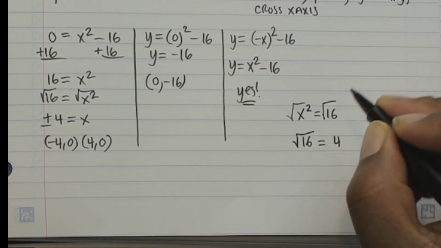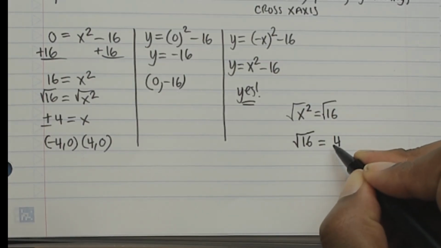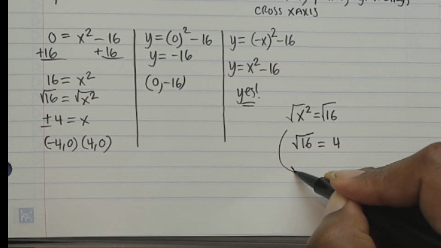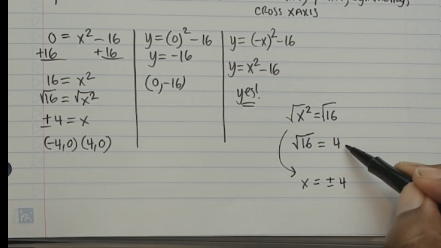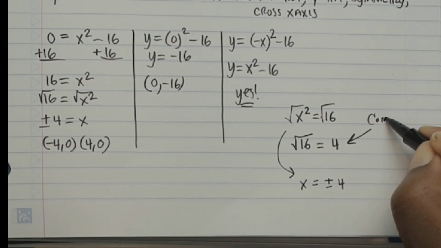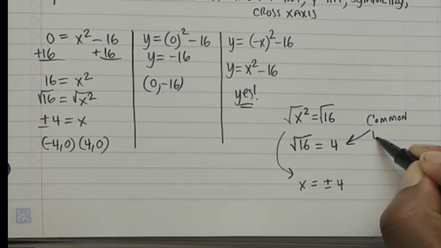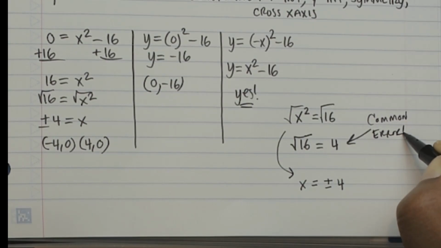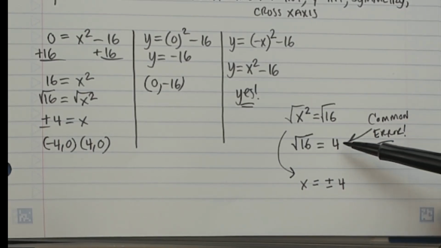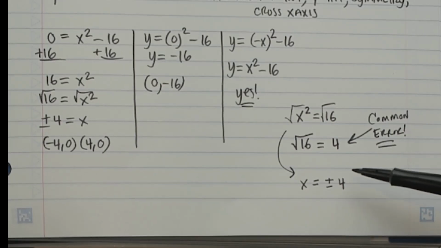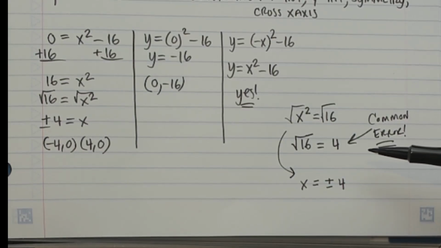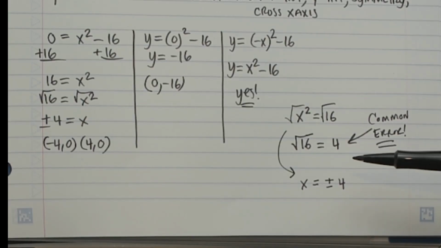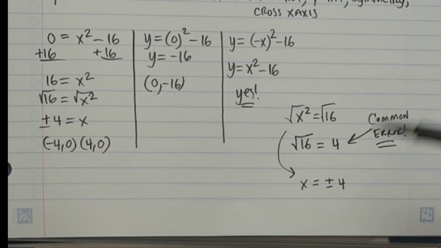So when we're taking the radical of both sides, we're going to end up with x equaling plus or minus 4, not just this one. So this is a common error that students make. They say, well, it's just 4, but you have to include both. So there are two x-intercepts, not one. This student forgot the negative symbol and only included the positive.